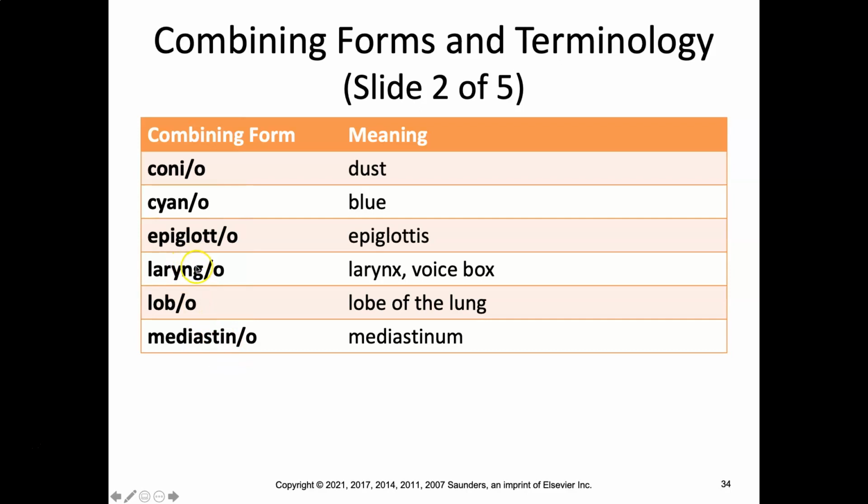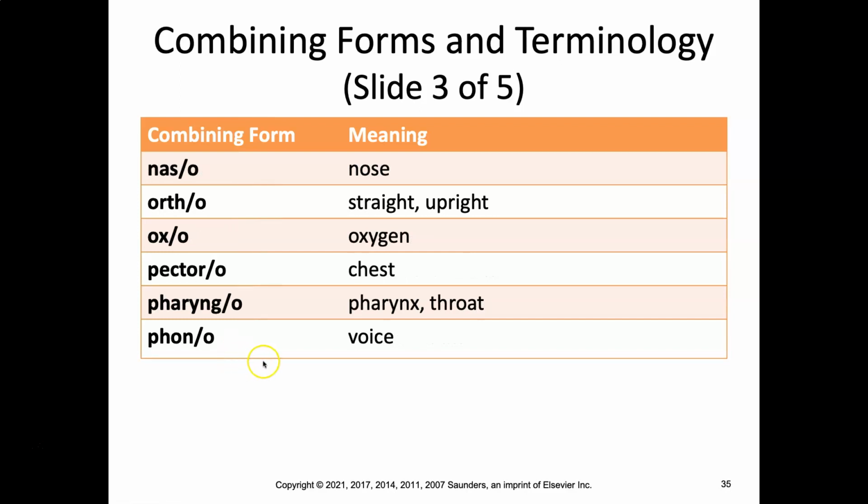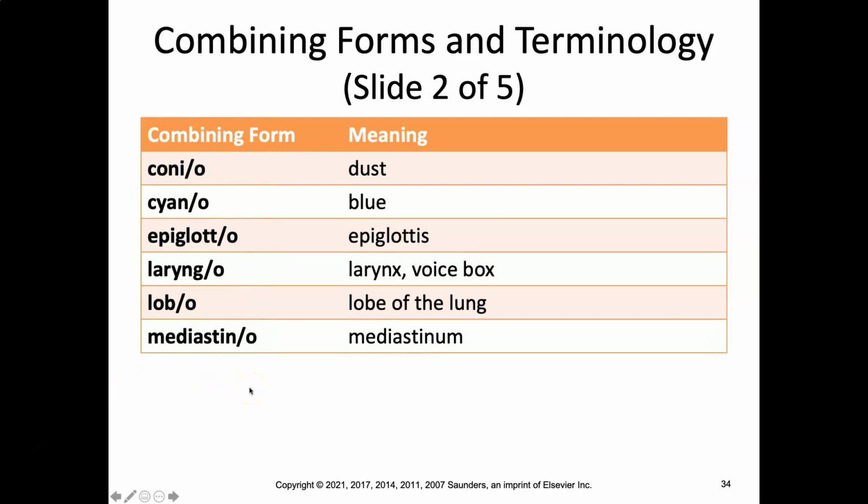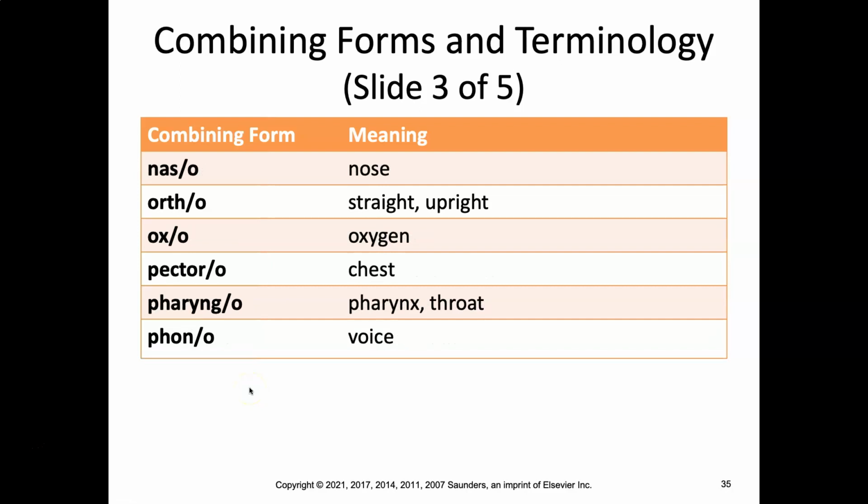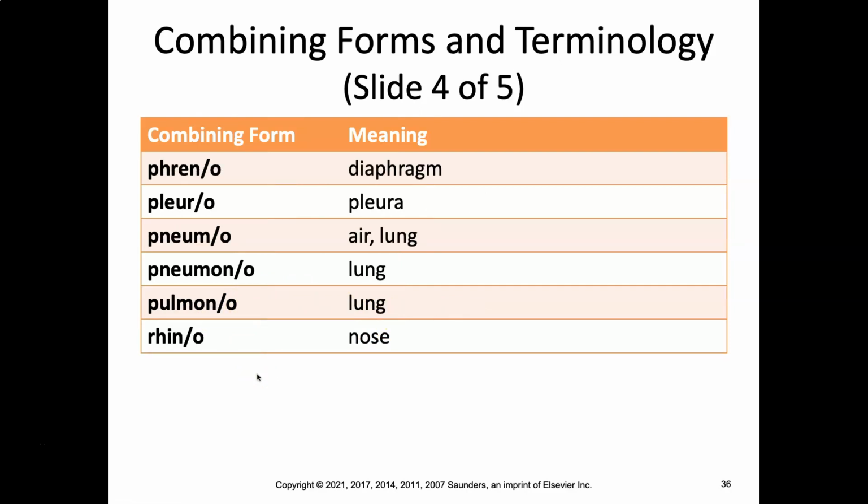Remember how when you spell it with an NX, that X turns into a G when you're talking combining form. Larynx, laryngo. Lobo, mediastino. Naso, ortho, oxo, pectoro. Whoops, I went backwards, sorry. Pharyngo, another one where that X changes into a G. Phono, freno, pleuro, pneumono, pneumo, and pulmono. Watch out, you've got 3 here that can mean lung, but pneumo is usually air, but it can be lung as well, so watch out for that.